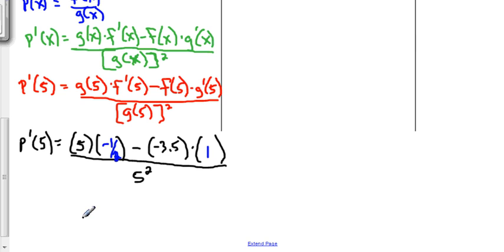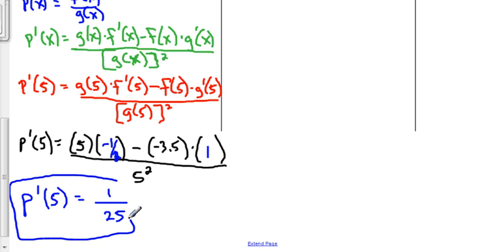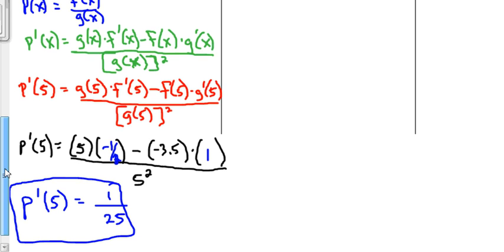And once I substitute those in, now I can simplify. We can do this: 5 times negative 1/2 is negative 2.5, plus 3.5. Hey, that's going to be 1. 5 squared is 25. So the derivative of p, or p prime at 5, has a slope of a tangent line that's 1/25. Now let's look at the next question.